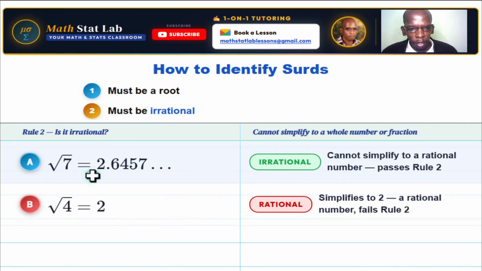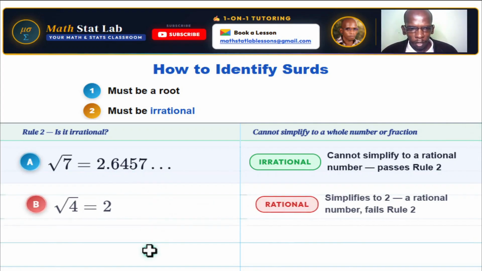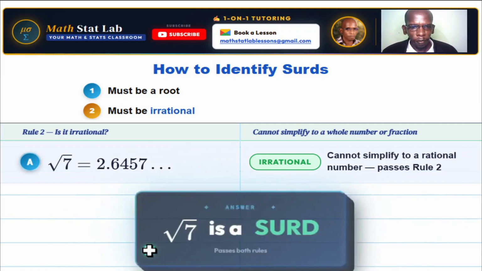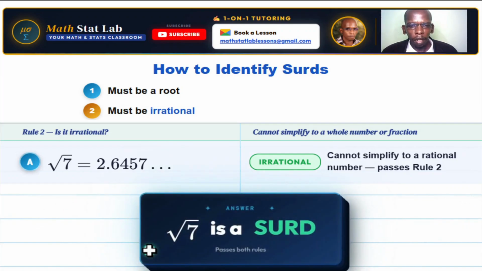But if you come to the root of 7, it reduces to 2.6457, and then the decimal goes on without any specific pattern. Therefore, you cannot write the root of 7 as a fraction, neither can you write it as a whole number, and therefore the root of 7 is a surd. The root of 4 is not a surd. So that's how we identify a surd.